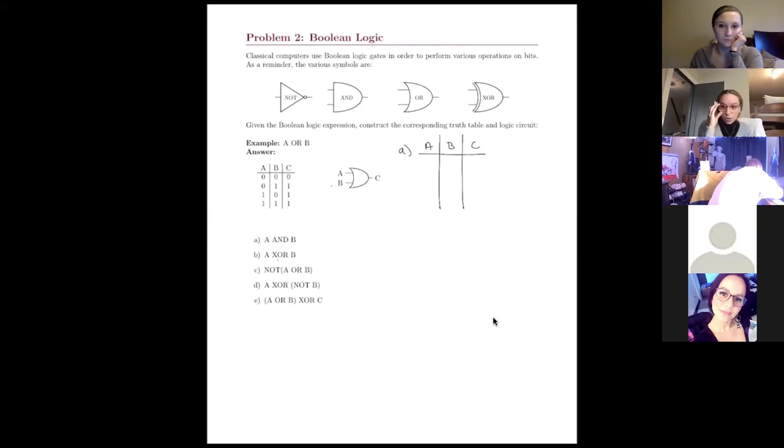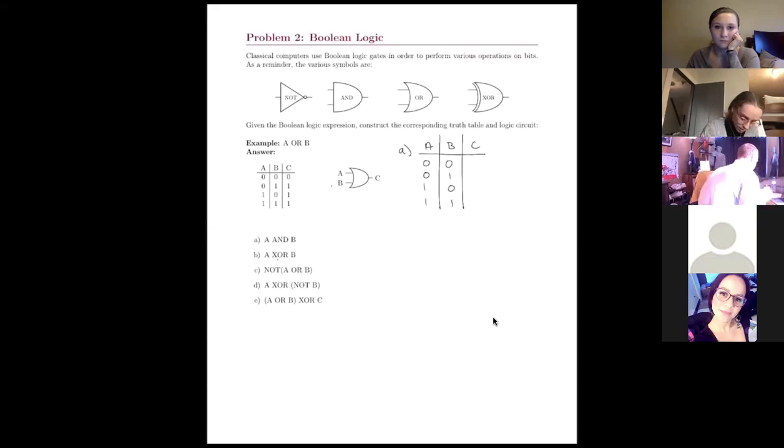What I always start with is just writing out all the possible combinations of 0 and 1 for A and B. So that's going to be if they're both 0, if A is 0, B is 1, if A is 1, B is 0, if A is 1, B is 1, sorry. So that should always be your first step, all the possible combinations of A and B, and then you go from each of those combinations to find out what C is going to be.